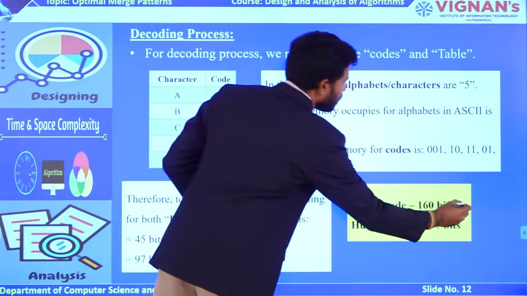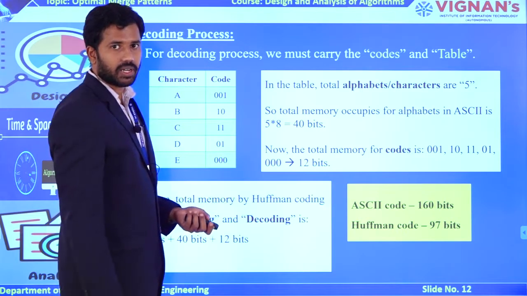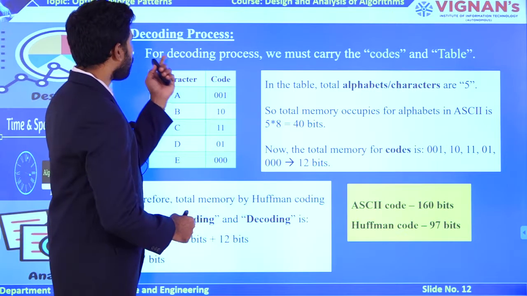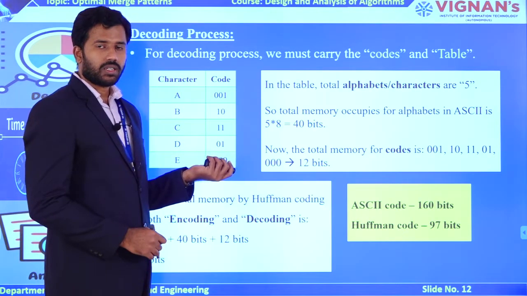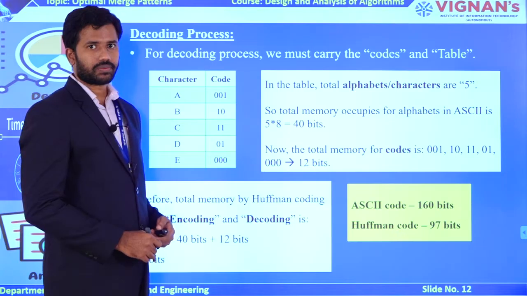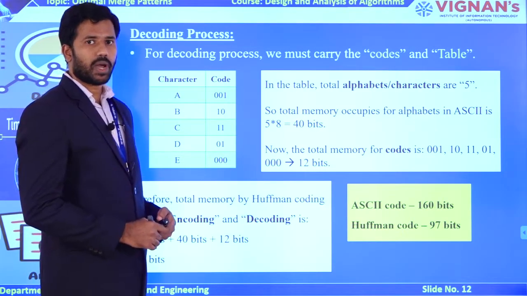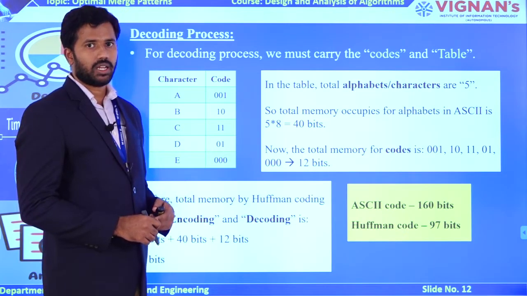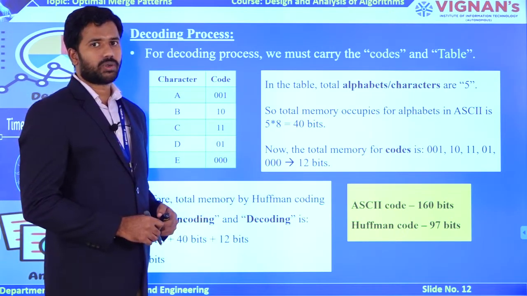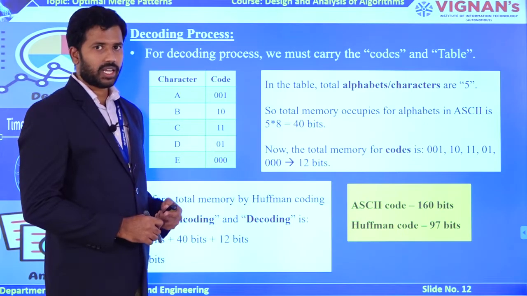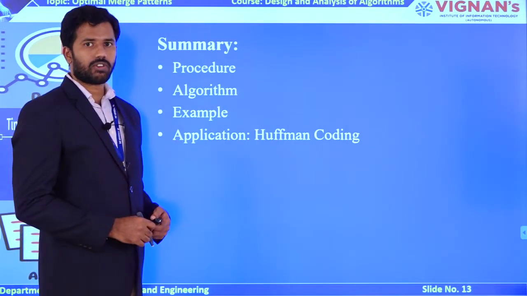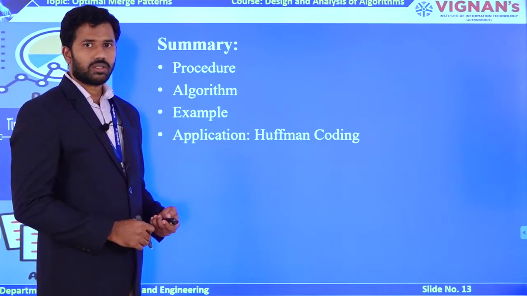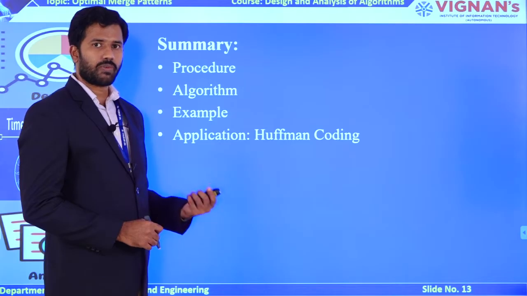How many bits are you saving? 160 minus 97, which is 63 bits you save if you follow Huffman coding instead of the ASCII coding number system. That is the main advantage of Huffman coding. You have the capability to reduce the size of the merged file with the help of the encryption as well as decryption process. So as of now we have seen the procedure of optimal merge patterns, followed by the algorithm, followed by an application, followed by an example on Huffman coding.